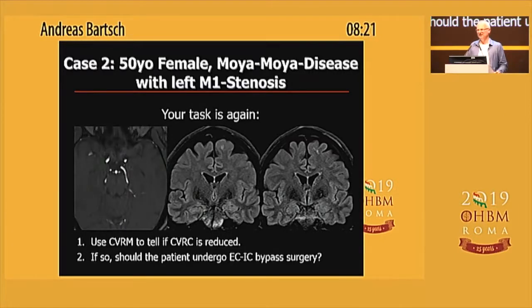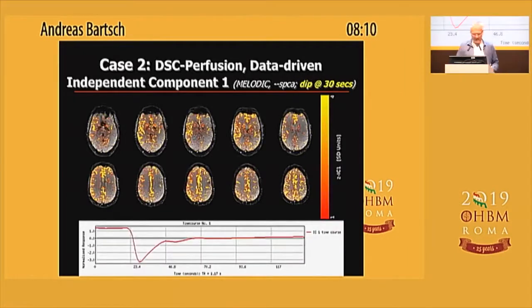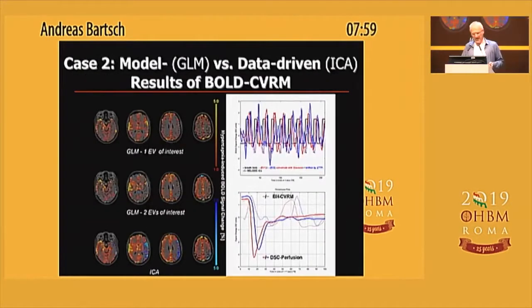Not working. Can you? Oh. So time to peak delay, in her case, not as much delayed, about 7 seconds. Same thing with ICA, like with the other patient. So normal perfusion and the delay is 7 seconds. And then same story as before. Single EV, you get a false negative result on the left hemisphere.